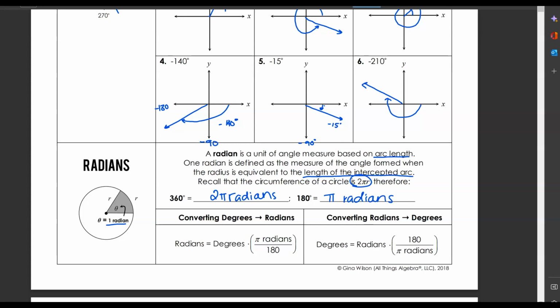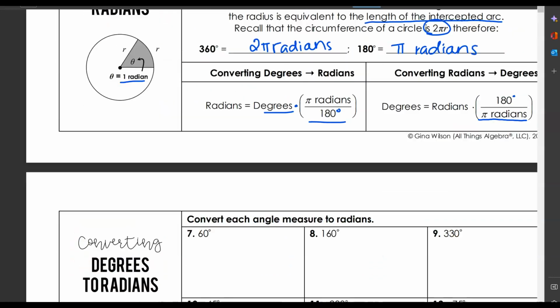So radians are going to equal degrees times, and then notice we have radians on the top, and we're going to be dividing by 180. On the other side, we have degrees equals radians times 180 degrees over pi radians. One way to think about this is if I'm trying to get to degrees, I want to get rid of radians, so I should be dividing by radians, right? If I want to get radians, then I'm trying to get rid of degrees, so therefore I want to be dividing by those degrees.